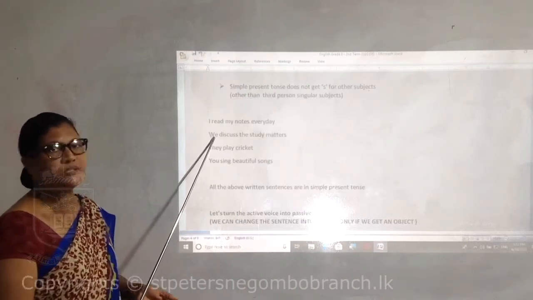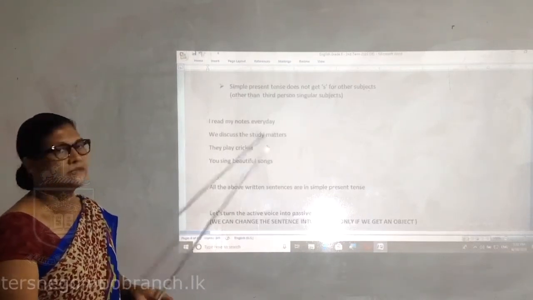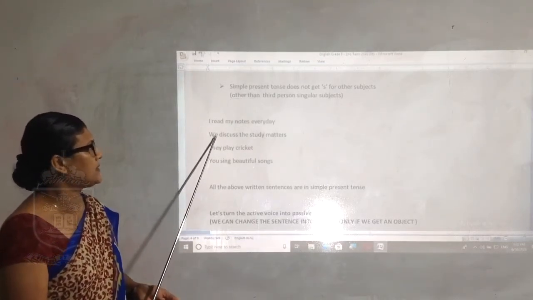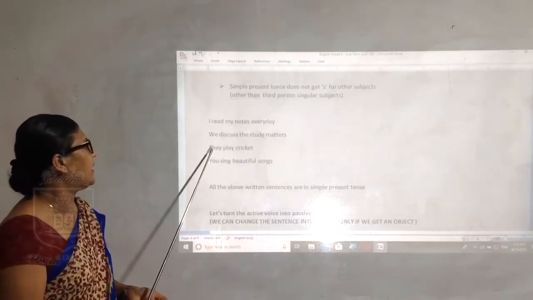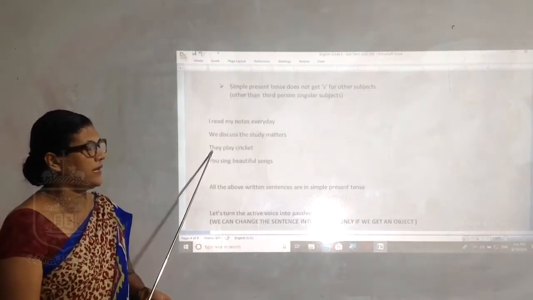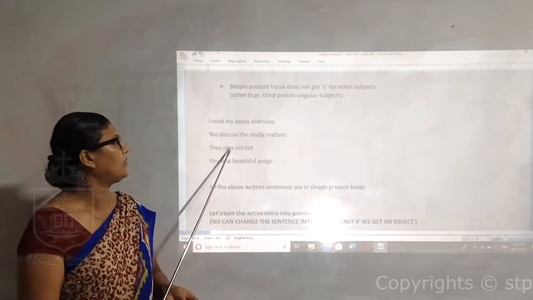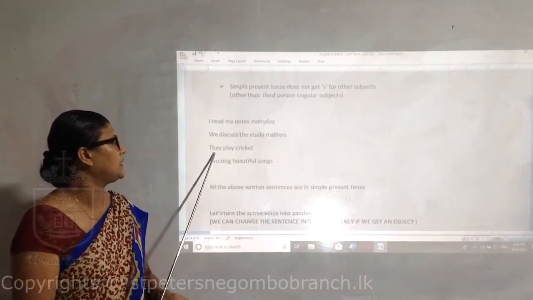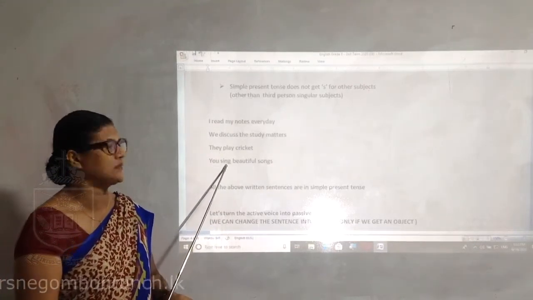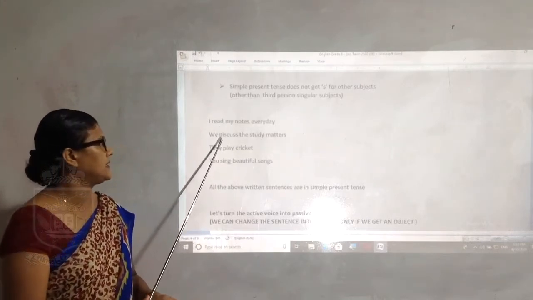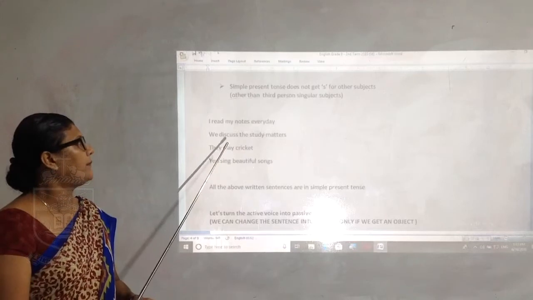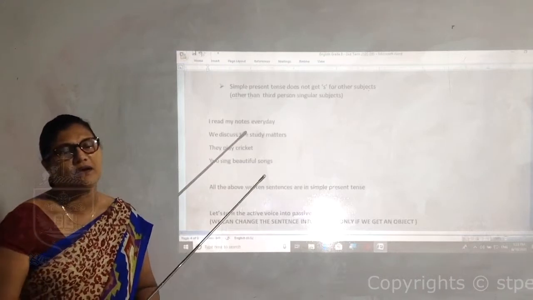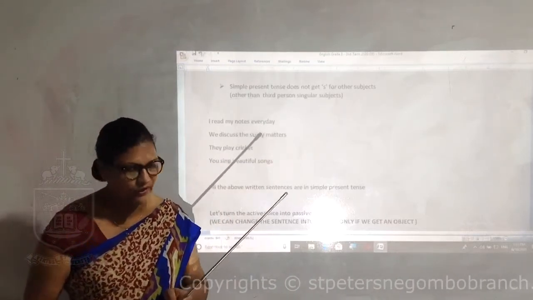If I write here she, what happened? It will be she discusses. But here this is not third person, so no S for the verb. They play cricket. They is not third person singular, so no S for the verb. You sing beautiful songs. This is not third person singular, no S for the verb. All these sentences are simple present tense, but no S here in the verbs because the subjects are not in third person singular form.